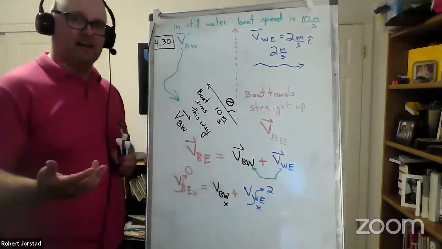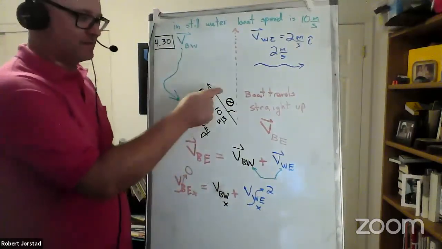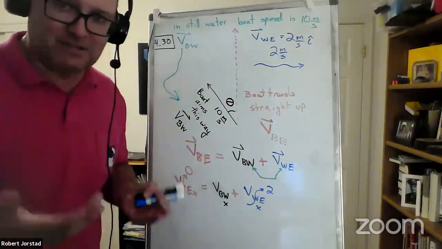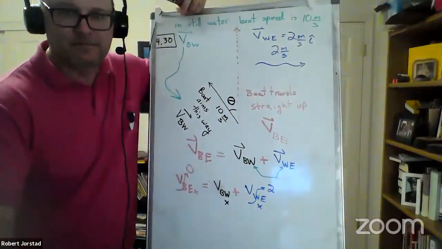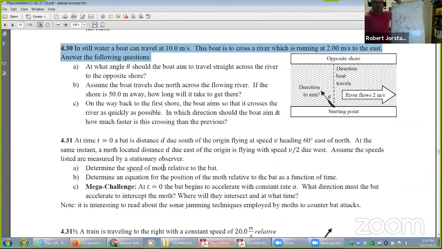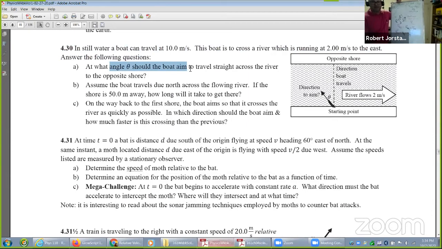Absolutely. But I want an equation for that in terms of theta, because just saying it's -2 doesn't help answer the question. Remember, the question asked, oh, question, where are you? The question says, what angle should you aim? So let's go back and look at that.